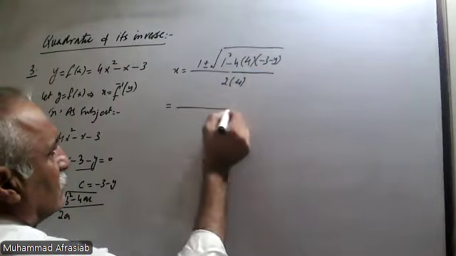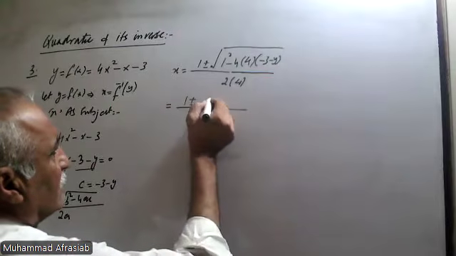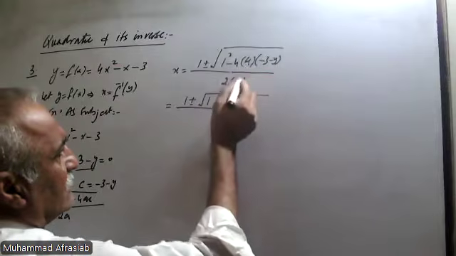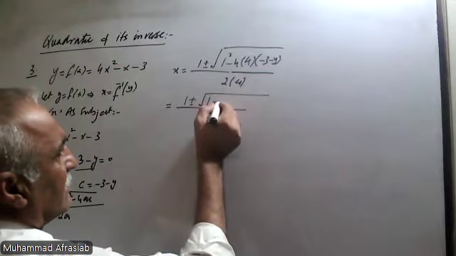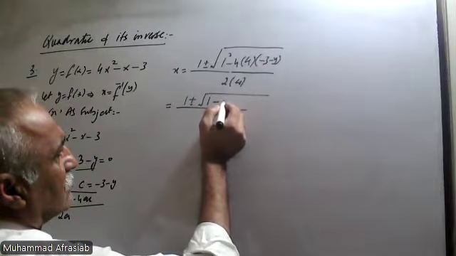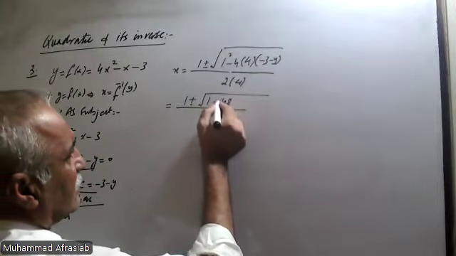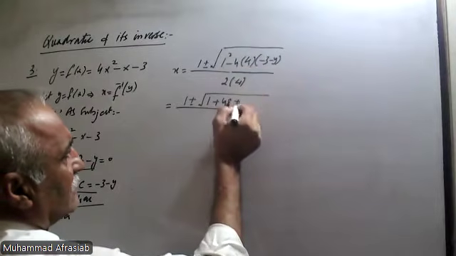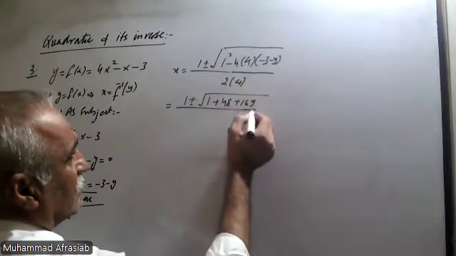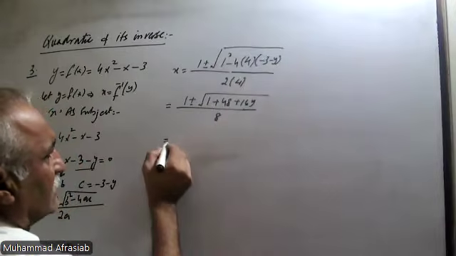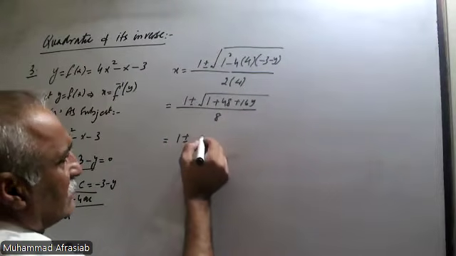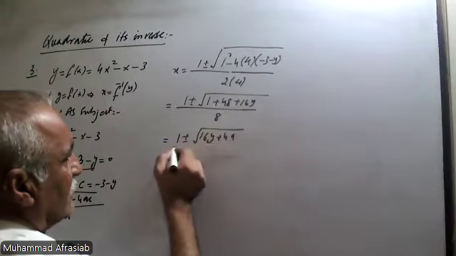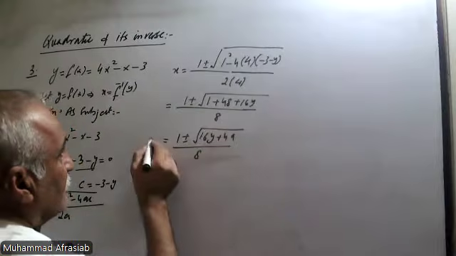which will become equivalent to 1 plus minus square root of 1 minus 16 times minus 3, so 48, and minus times minus is plus, 4 fours are 16y, over 8. Or this will become 1 plus minus square root of 16y plus 49, divided by 8.